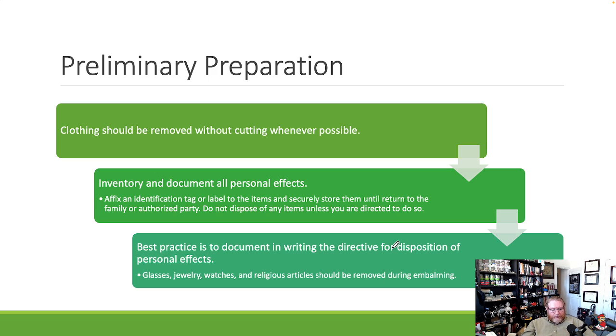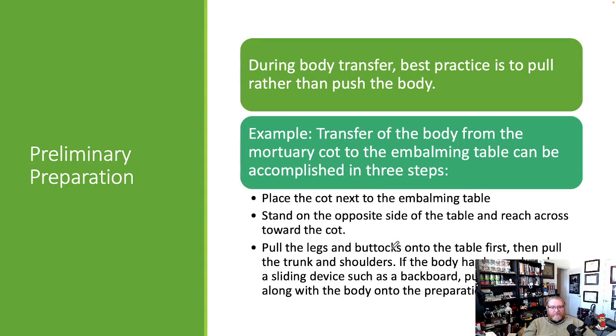Inventory and document all personal effects. Affix an identification tag or label to the items and securely store them until returned to the family or authorized party. Do not dispose of any items unless you are directed to do so. And the best practice is to document in writing the directive for disposition of the personal effects. Glasses, jewelry, watches, and religious articles should be removed during embalming. We use some pretty nasty chemicals. They stain things, they oxidize things, they can even melt things. So it is best that you keep anything off the body during the preservation process and return it afterwards.